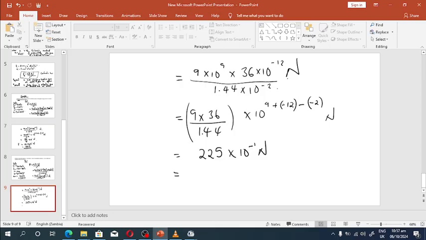Writing that, we are simply going to have 22.5 newtons. This is the force. Now remember that this is a repulsive force, and all repulsive forces are negative, so that is our final answer.